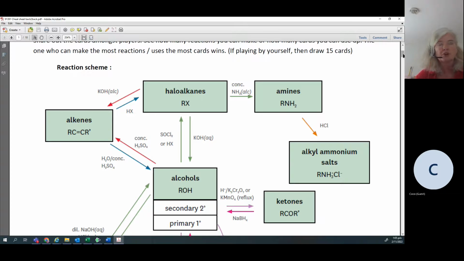So use those cards. Now, I also suggest you learn not just by functional group, but that you also learn by the reagent.